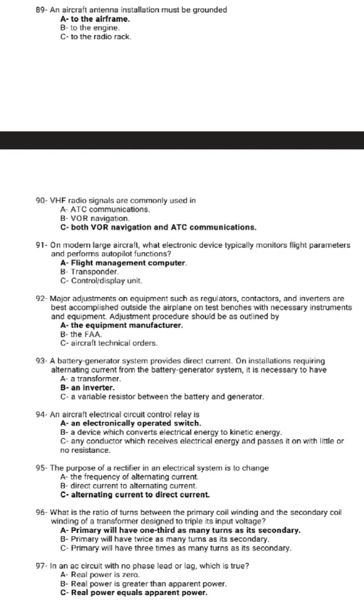RP equals AP. Real power equals apparent power in an AC circuit with no phase lead or lag. Try to remember that one.